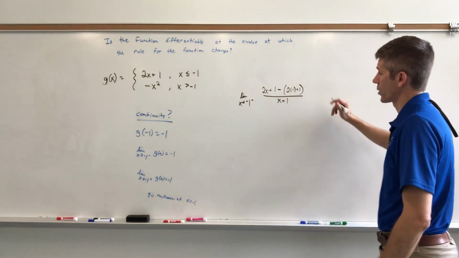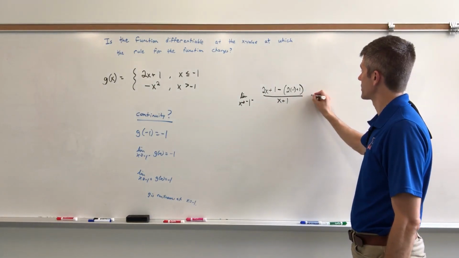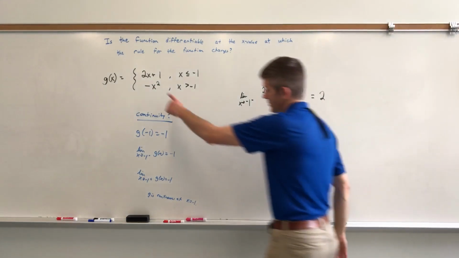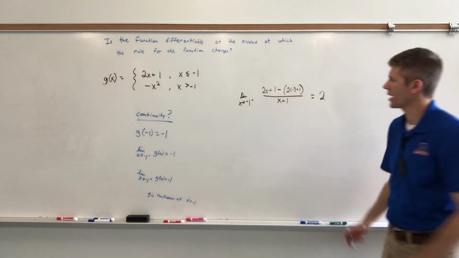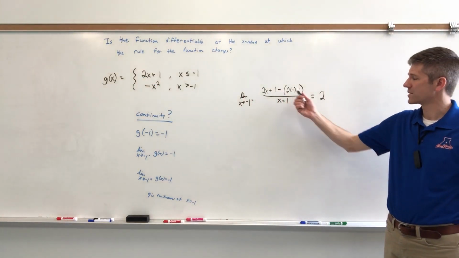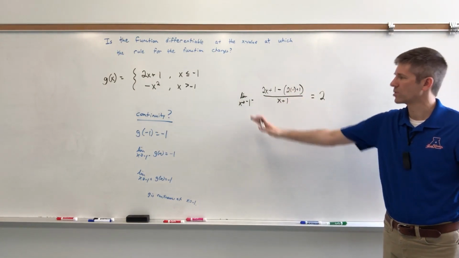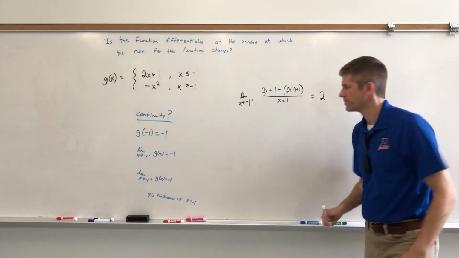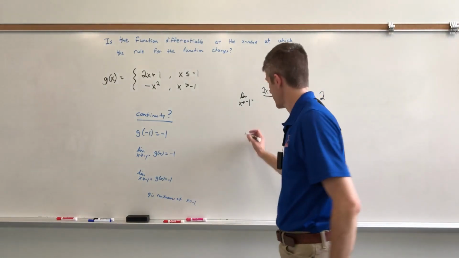If you were to continue to work through all this, you would eventually end up with 2. Trust me, you would. There it is. And it works, really. You'd have 2x plus 1 minus -1, so plus 1 again. You'd factor a 2 out. You'd have 2. X plus 1 cancels. It's fun. Second part, not so easy.